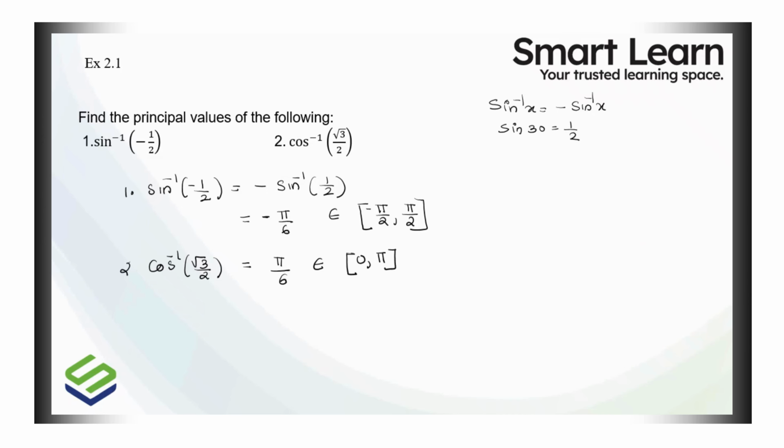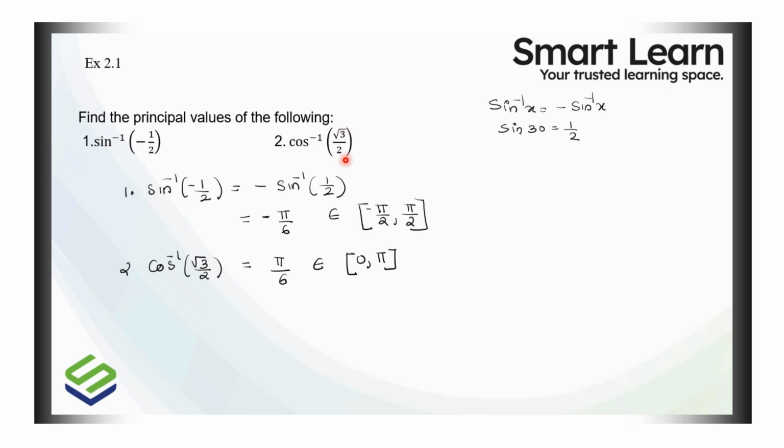Now, exercise 2.1, find the principal value of the following. Sine inverse of minus 1 by 2. Except cot, sec and cos, all other three, sine inverse or cosec inverse or tan inverse of minus, it will be minus. So sine inverse of minus 1 by 2 will be minus sine inverse of 1 by 2. That is minus pi by 6. That is in this interval. So the answer is minus pi by 6.